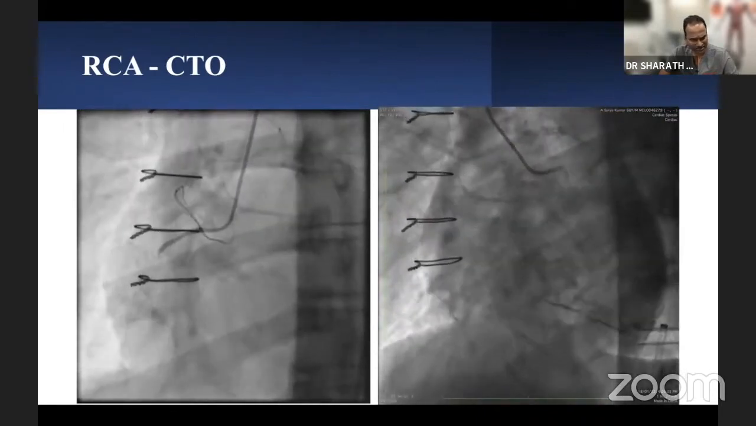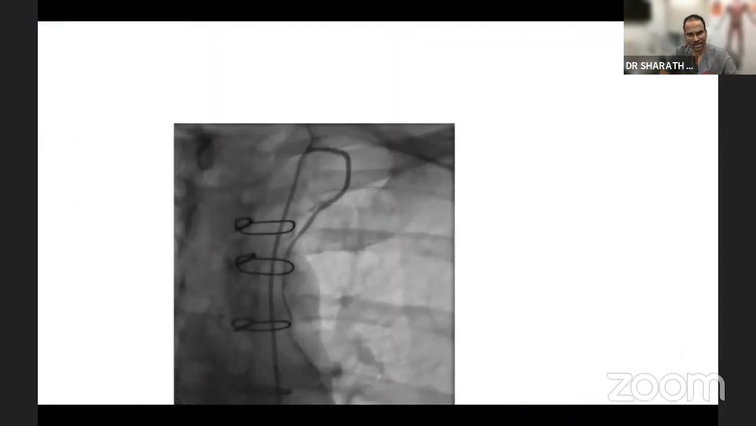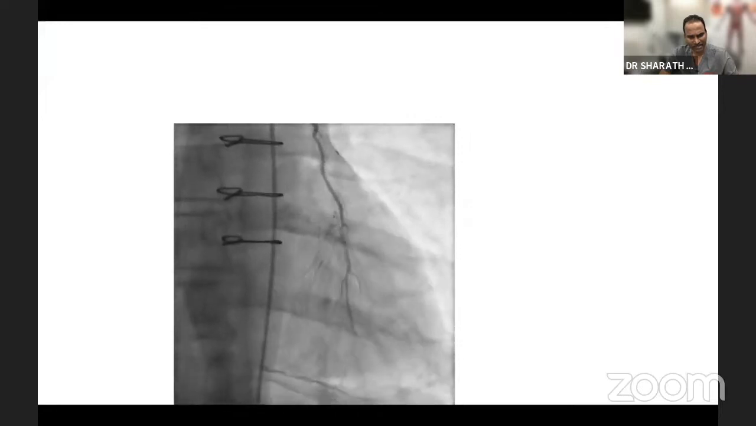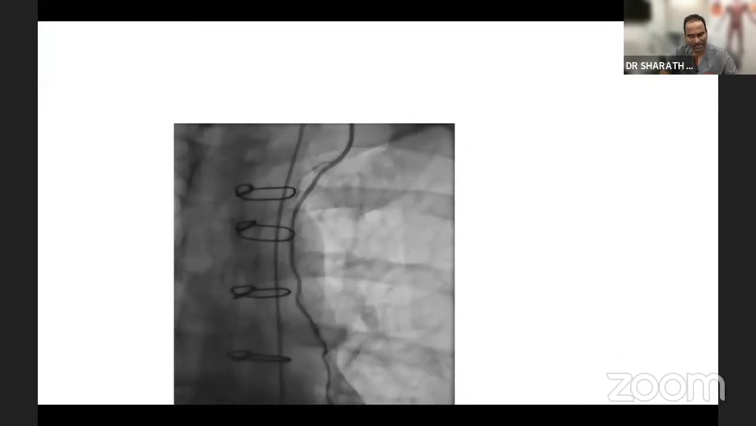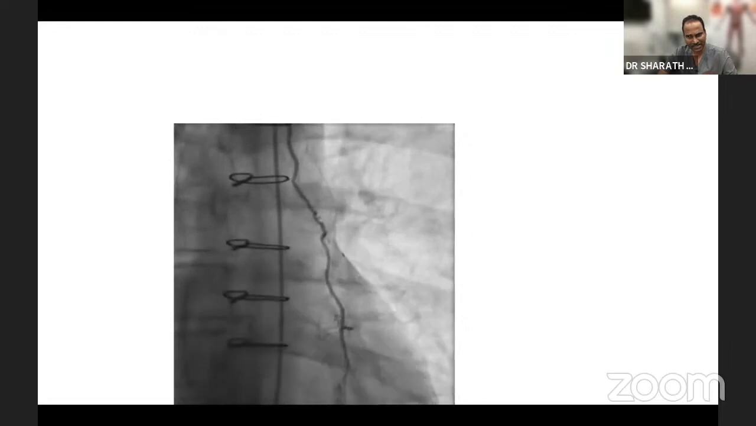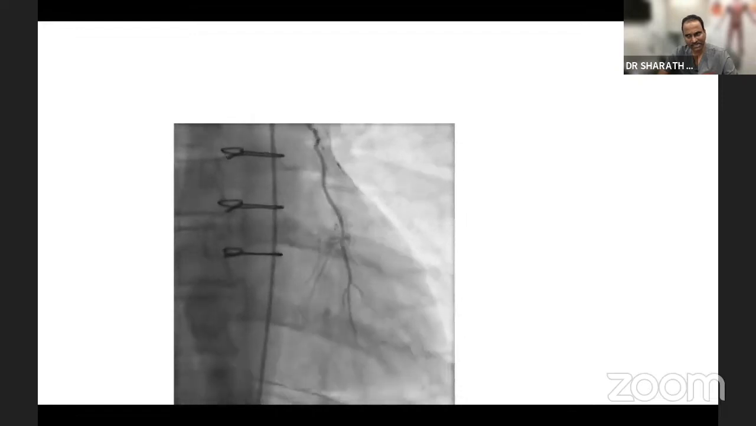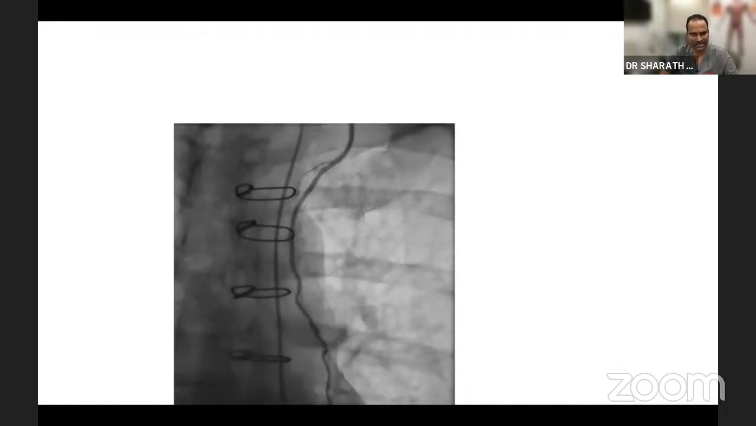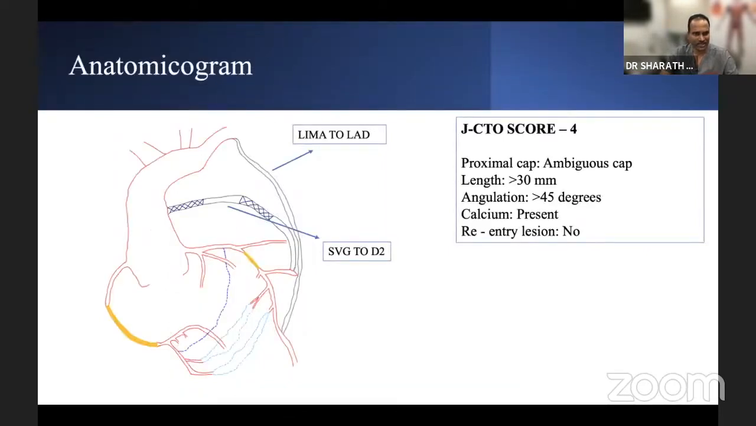And yes, there is some calcium sitting in the middle, and there is also angulation. You can see this is LIMA to LAD, which is also filling the PDA. Basically, the distal RCA circulation is filling from native LCX as well as LAD septals, which are filling from LIMA as well as SVG to diagonal. Next slide. So this is the anatomy: a mid RCA CTO, and there is also an LAD CTO. This is SVG to diagonal, in which there are two stents we placed in the index scenario. And this is LIMA to distal LAD, which is filling the LAD.